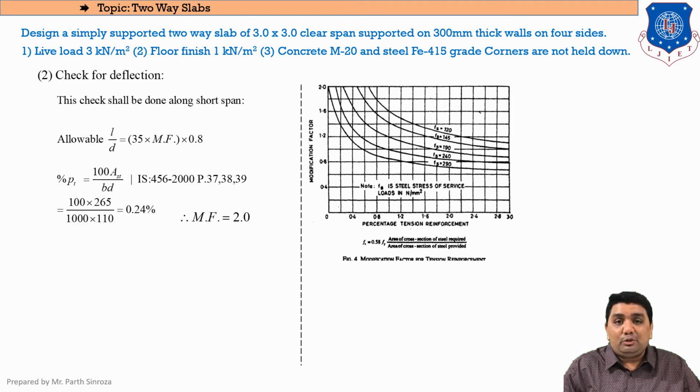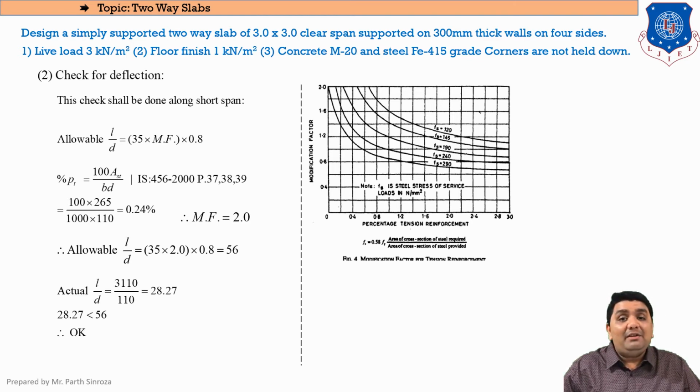If you are getting an answer of 1.7 or 2.3, it is well and good. The range is not specified. The answer may vary according to the decimals that you have taken. So from my understanding, the answer comes out to be 2. The next step will be to find the allowable L by D. So our allowable L by D will be 35 into MF, that is 2, multiplied by 0.8, which comes out to be 56. Now the next step will be to find the actual L by D.